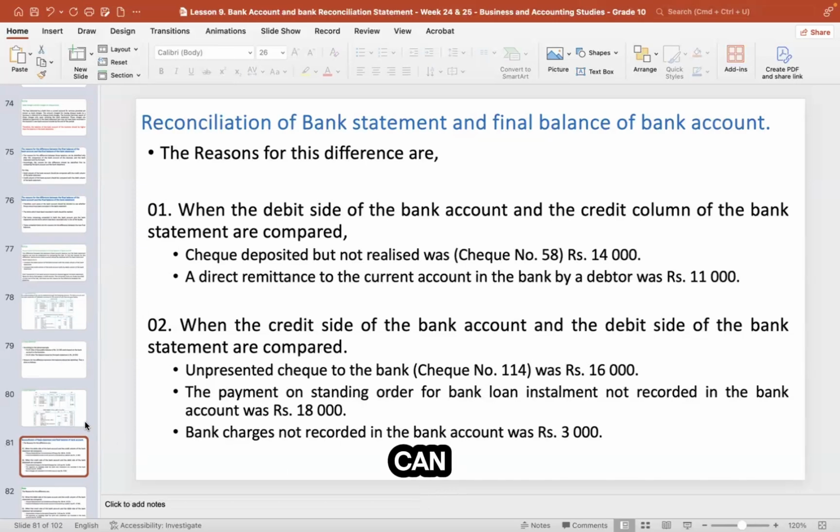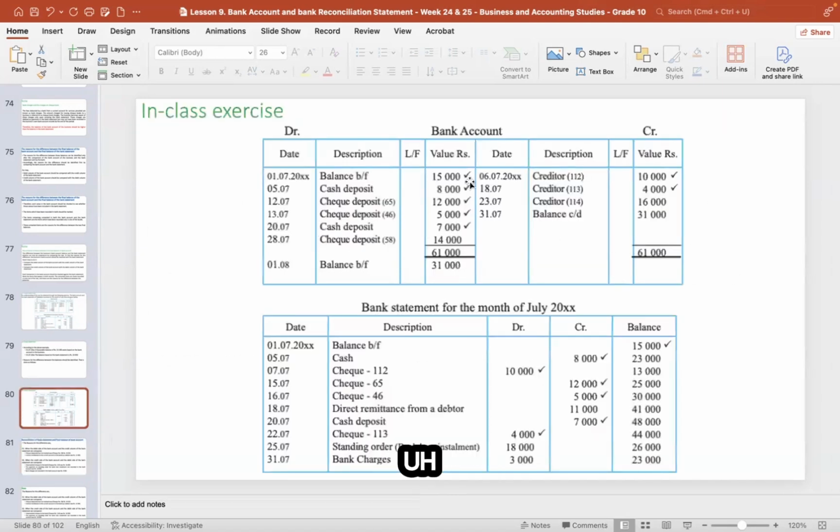So if you can complete your records referring to this slide if you have missed anything. Did you all get it correct? Have you all missed anything?